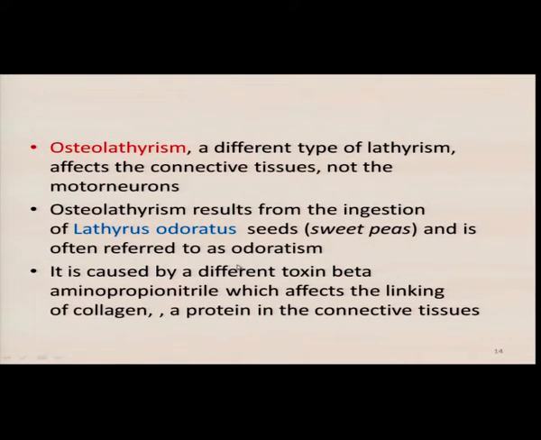It is caused by a different toxin which is called beta-aminopropionitrile, which affects the cross-linking of collagen, a protein in the connective tissue. So connective tissue has a huge amount of collagen. It is this collagen which is affected by the beta-aminopropionitrile, which in turn is present as a toxin in Lathyrus odoratus.